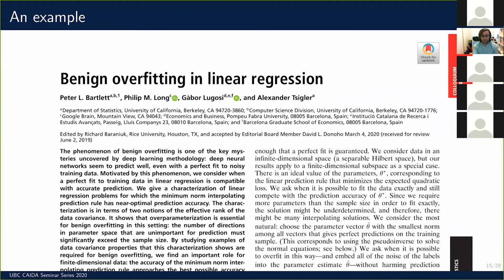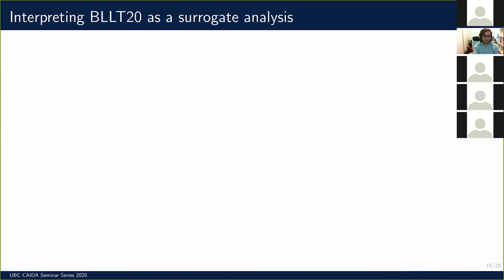So the first example to which we're going to apply this idea is benign overfitting in linear regression. So there was this paper by Bartlett, Long, Lugosi, and Tsigler, where they look at very high dimensional linear regression. So we're looking at a slightly simplified version of the problem that they consider. We have a response y and predictors x that are linearly related by a linear predictor beta, and there's some residual noise epsilon. And we're going to assume that the design matrix for the linear regression is Gaussian, and that the number of dimensions far exceeds the number of observations.